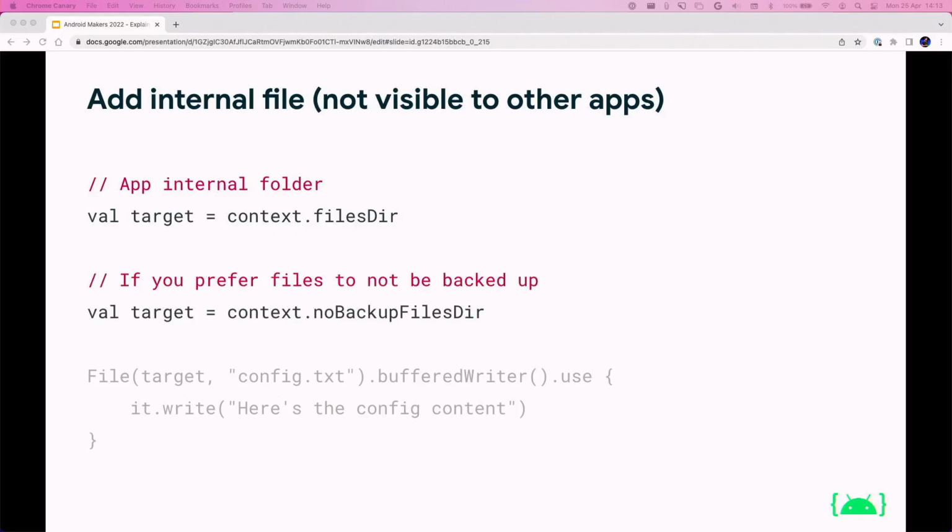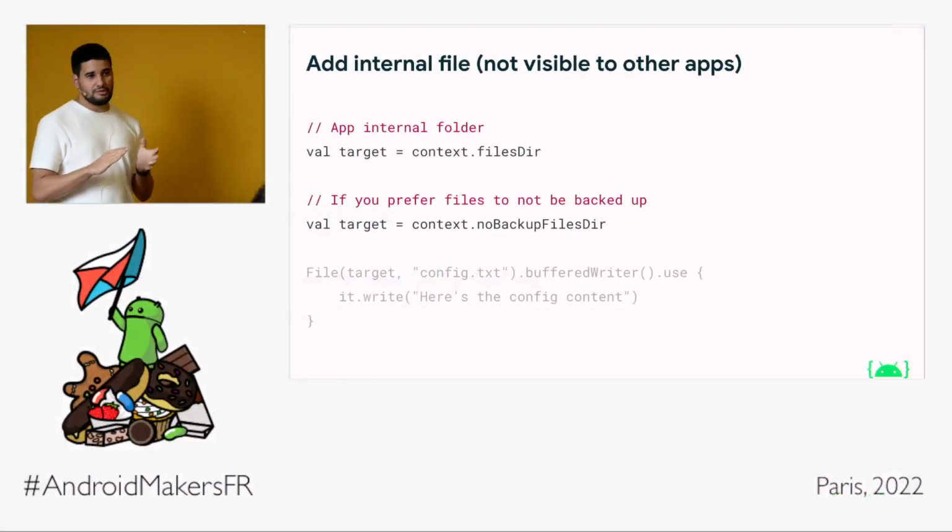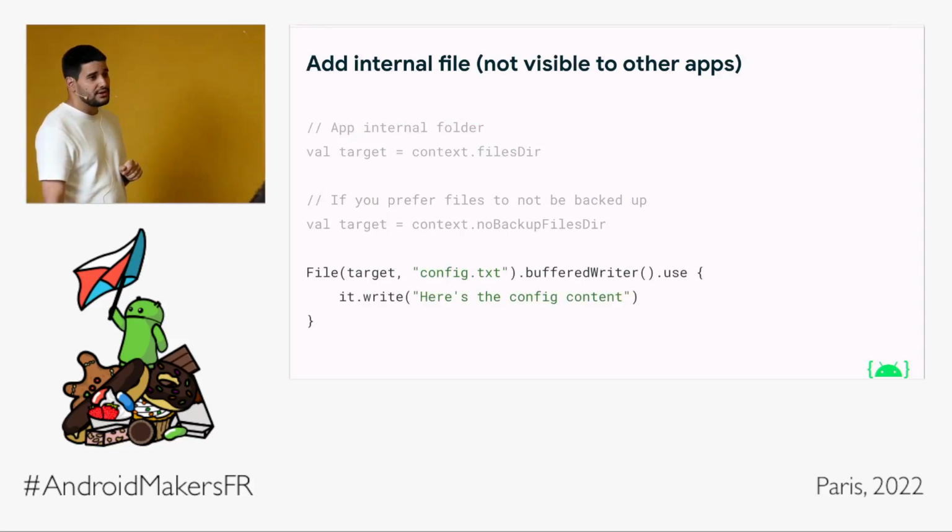To give you a quick idea, this is where also Glide puts all the thumbnail caches. And if, in case you don't want that folder or that file to be backed up, because by default, you know, some devices have this backup automatically running, just use noBackupFilesDir there, and you will be sure that that file will never be saved somewhere else. And finally, we just write the content to it.